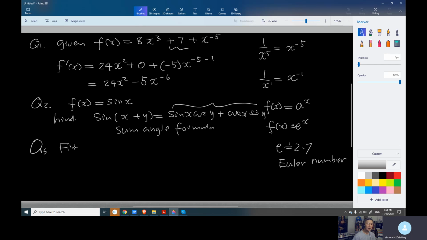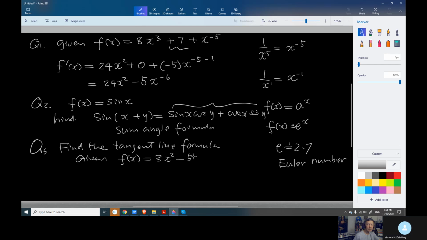To find the turning point. Can you find the turning point? Find the tangent. Find the tangent equation or formula. Given the function, can we use f(x) for function? f(x) equal to 3x squared minus 5x plus 1.